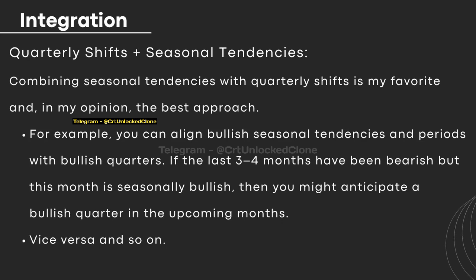For example, if the last 3 to 4 months were bearish, but the next months are seasonally bullish, then based on quarterly shifts and seasonal tendencies, you can anticipate a highly likely bullish quarterly shift, because both ideas are pointing towards the bullish side. And price has been moving in bearish price action for the last month, and this is likely going to end soon because a quarterly shift could occur. That idea is also supported by the bullish seasonal tendency that we have for this particular pair, asset or instrument. And similarly, you can use the same thought process and ideas for other scenarios as well, following the same logical principles.